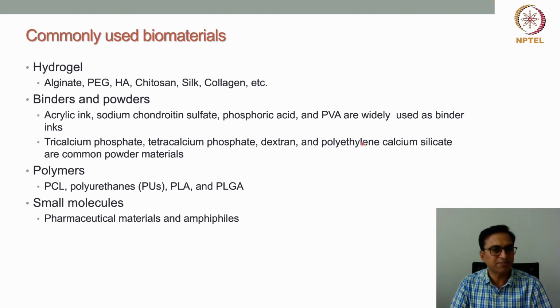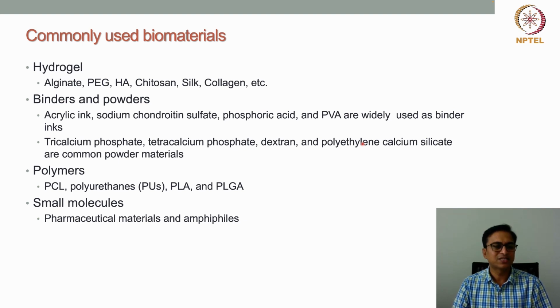So there are different types of binders, and this technology is widely used for the preparation or development of different pharmaceutical doses. The widely used binders are acrylic ink, sodium carbonate sulfate, phosphoric acid, polyvinyl alcohol. These are the widely used binders, but there are many other examples available in the literature. Similarly, a few widely used powders are tricalcium phosphate, tetracalcium phosphate, dextran, polyethylene calcium silicate. These are the most commonly used powder materials.